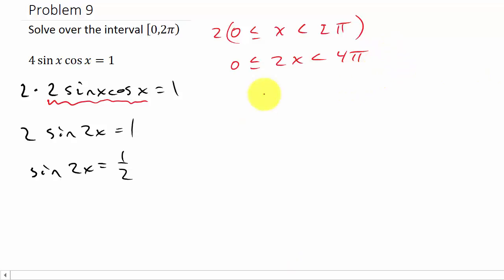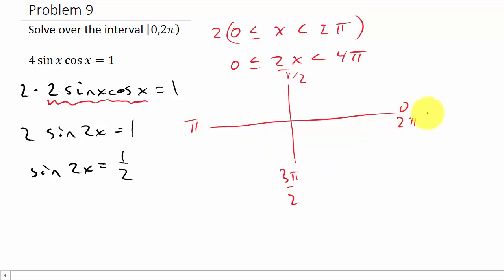So to do that, there's 0, there's pi over 2, pi, 3 pi over 2, and 2 pi. So if I go around one time, that's from 0 to 2 pi. And then if I go around again, that would be 4 pi. So I've got to go around twice. But let's just concentrate right now on going around one time, and then we'll look at it going around twice.